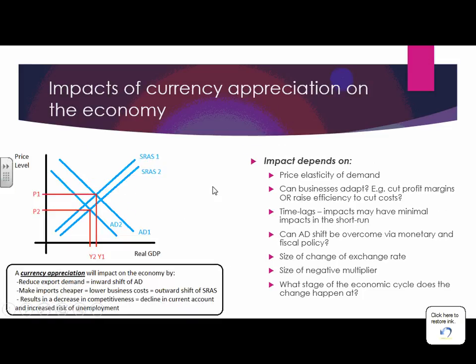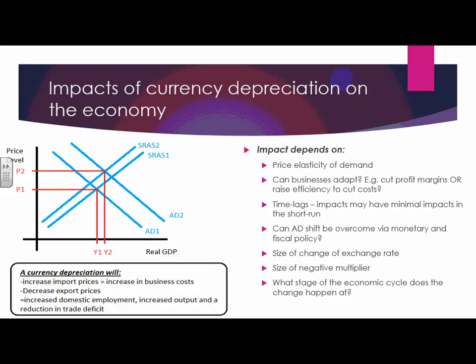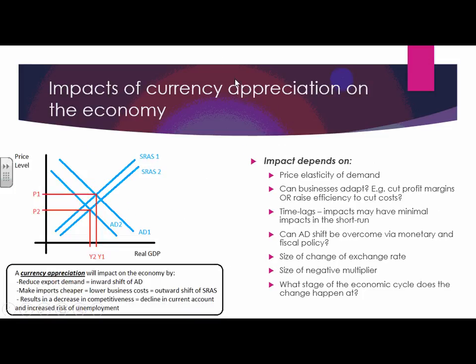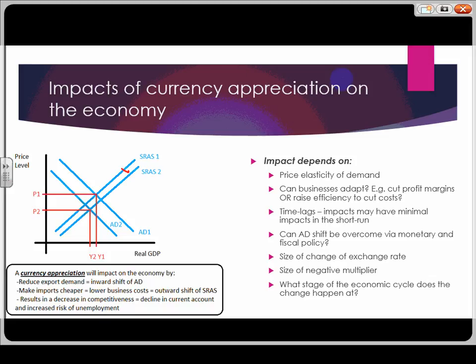Well, it's the exact opposite really. A currency appreciation will mean that business costs start to fall. So in theory, let's go back a page, SRAS this time should move outwards. Firms can now buy foreign goods cheaper than they could before. They can access essential imports of commodities, natural resources, semi-finished goods and things from retailers at lower prices than before. That should push down prices.